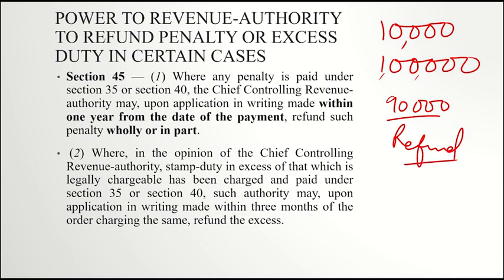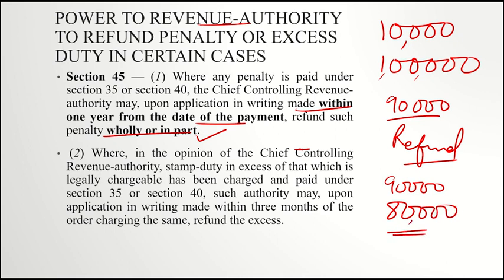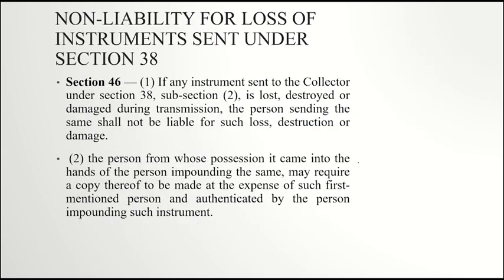So here we need to understand that the revenue authority, like the sub-registrar office, has the power, that is, when we make a return application within 1 year from the date of payment, the refund can be done wholly or in part. So the entire refund of 90,000 can be given, or they may say they will give 80,000, whatever, but they should give the reasons. So that is what we must understand, where the stamp authorities have the power to refund if you have paid more duty.